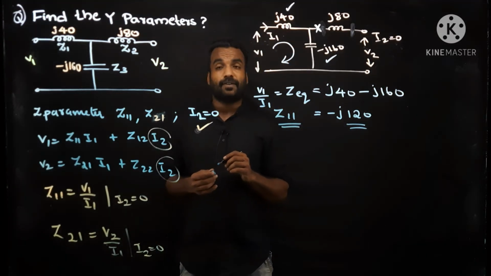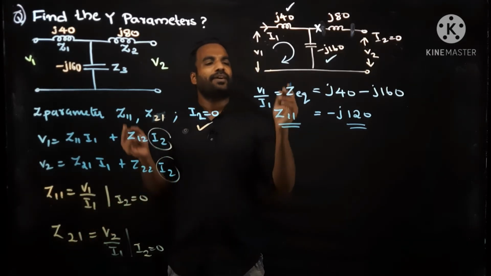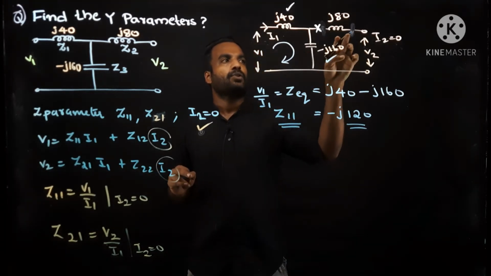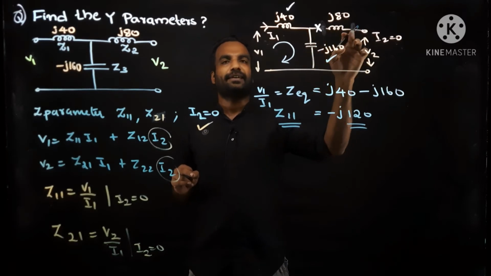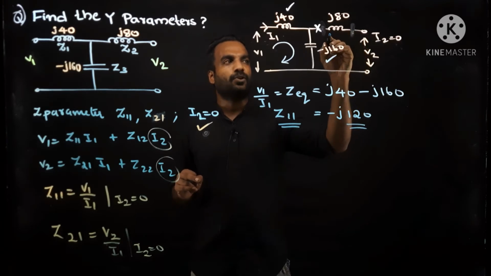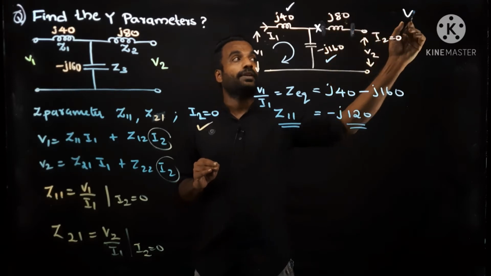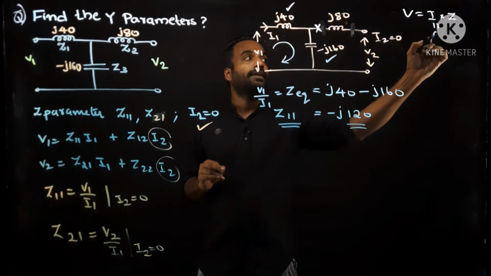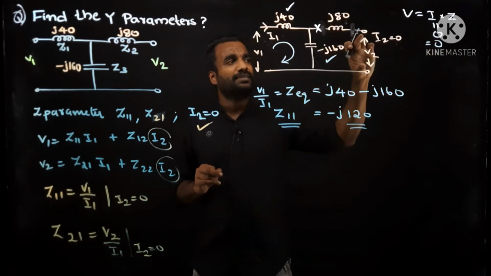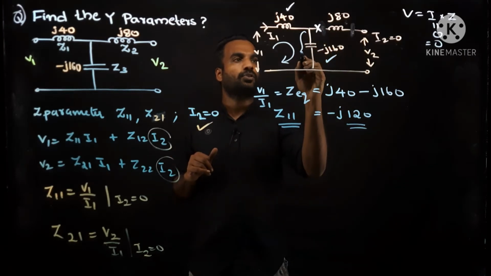Okay, Z11 is over. Now let me find Z21. For finding Z21, we should have some knowledge that no current is passing through this J80 inductor, so that drop will be 0. As current is 0, voltage loss V is equal to I into Z, so this drop is also 0. So drop in this J80 is 0, and the same voltage will appear here also. So I can mark this also as V2.